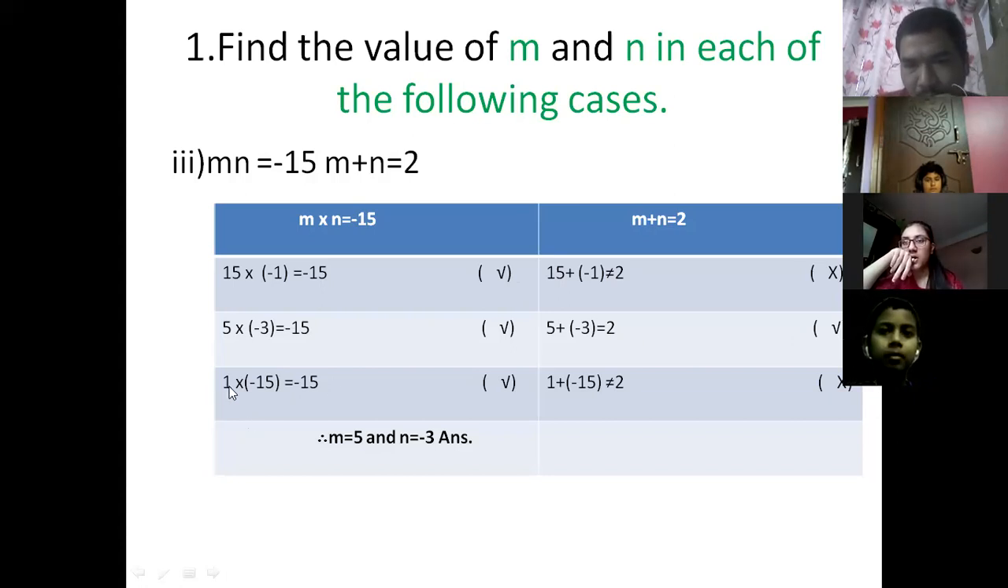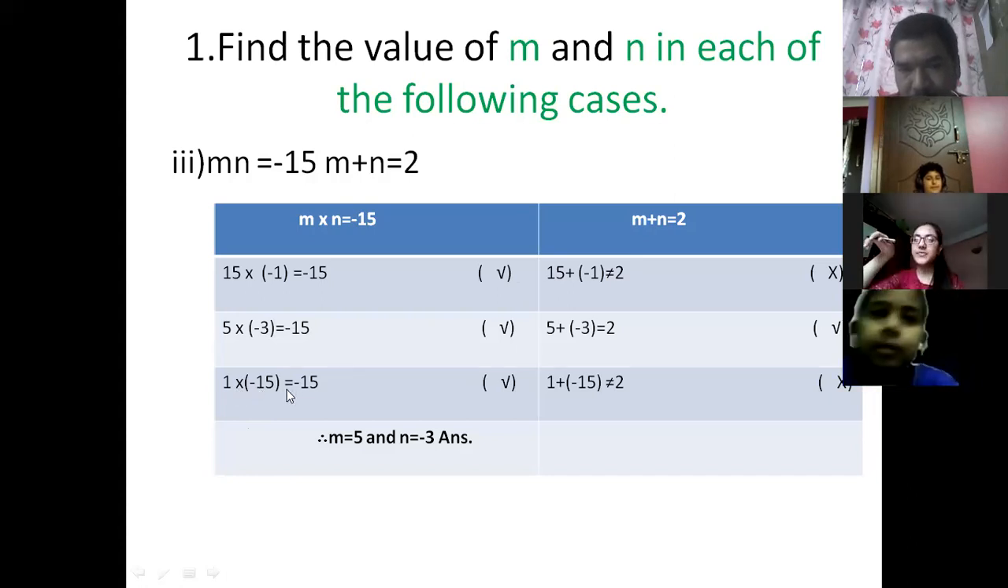Now look, we can take one more example. 1 into minus 15, what will be? Minus 15. It is true. But 1 plus minus 15 is what? Minus 14. That is not equal to 2. That's why it is false.